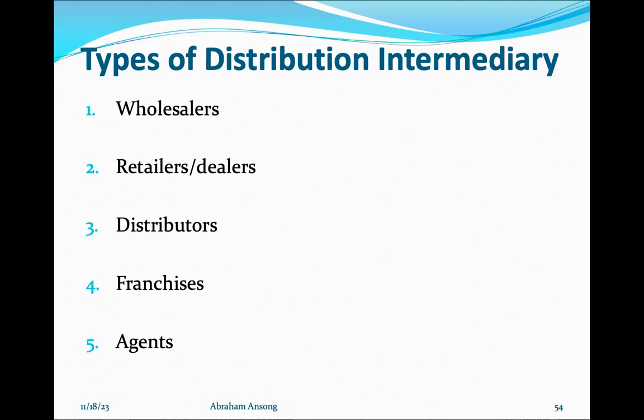Okay, then we have franchises or the franchising type of business. They are also into distribution. Franchises are a business model where an individual or entity known as a franchisee is granted the right to operate a business using the trademark, brand, and business model of an established company known as the franchisor.